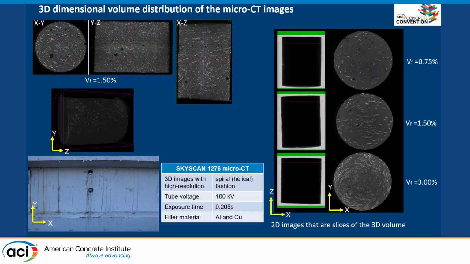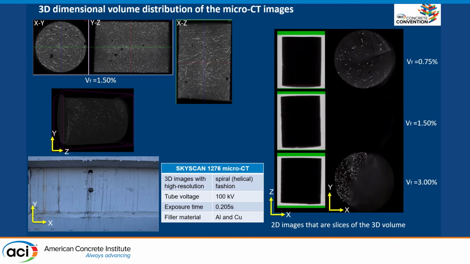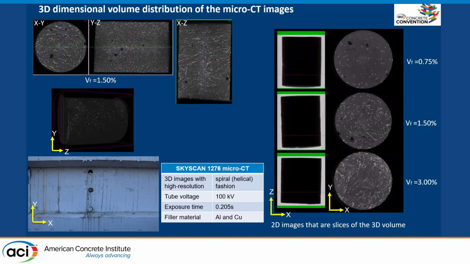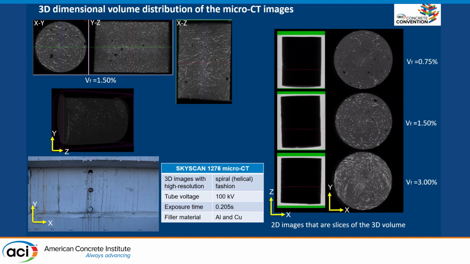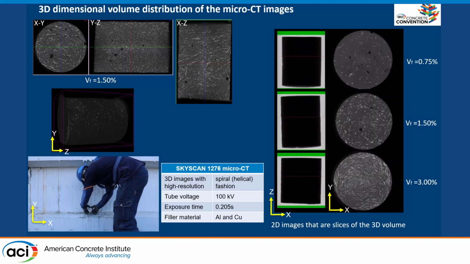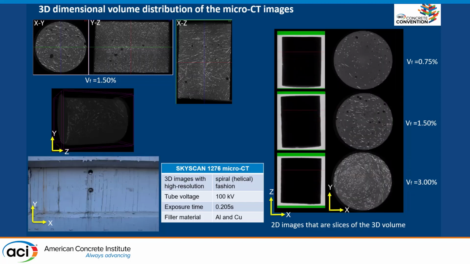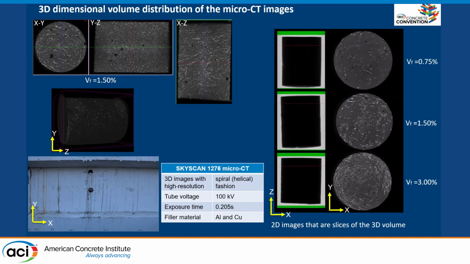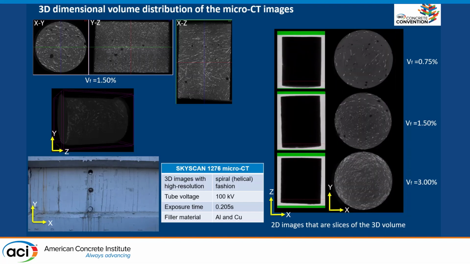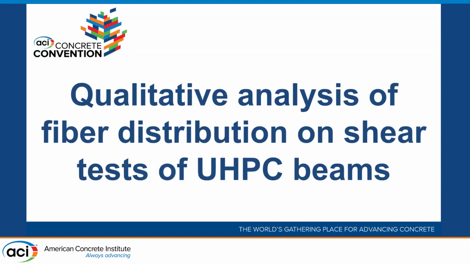So in here, I'm showing a figure where you have 3 cores. One has 0.75% fibers. The other has 1.5% fibers, and the other one has 3% fibers. And you can see the low porosity that UHPC has. You also can see how the fibers, depending on the fiber volume that you're using, distribute in these cores. So we're going to do some qualitative analysis of the fiber distribution on shear tests of UHPC beams.